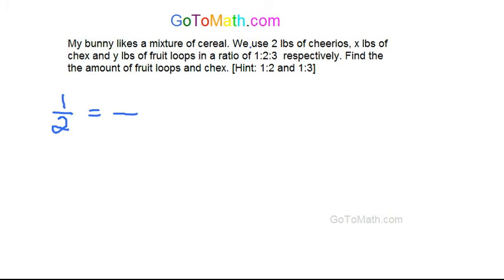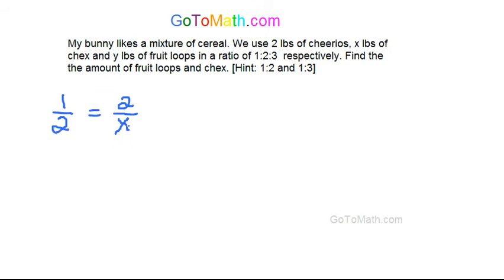Anyway, so we have 2 pounds. Now don't get this 2 mixed up with this 2. Okay, these are completely two different things going on here. Alright, but it's a 1 to 2 ratio. Well, anyway, this 1 to 2 ratio, so this is 1 over 2 is equal to, and then take this 2 here, put it here, over X. So we're comparing both these ratios here. We got 2 pounds of Cheerios to X pounds of Chex.